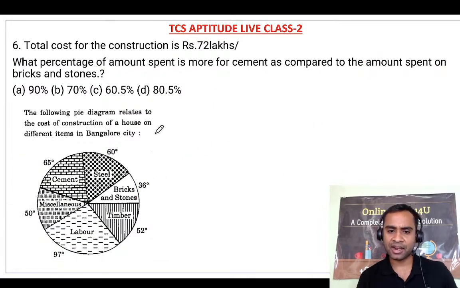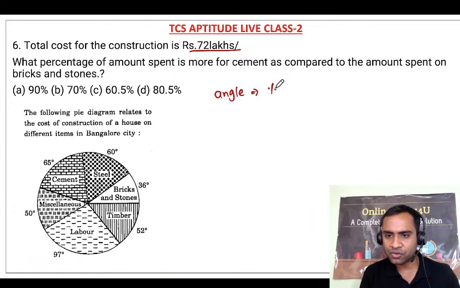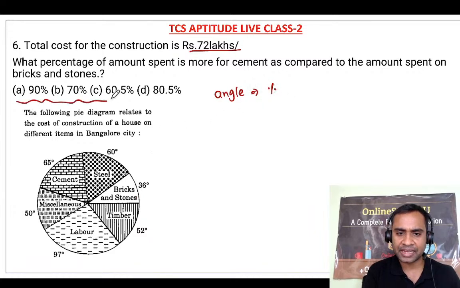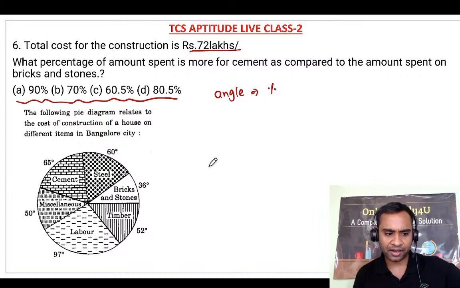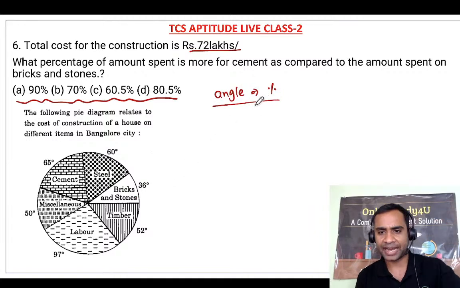Now let us try to understand here. They have given the total cost for constructions. So friends, whenever you have an angle, we need to convert it to percentage because your options are given in terms of percentage. But sir, why did you not do it for this particular question? Each and everything will be explained, but first, try to understand.